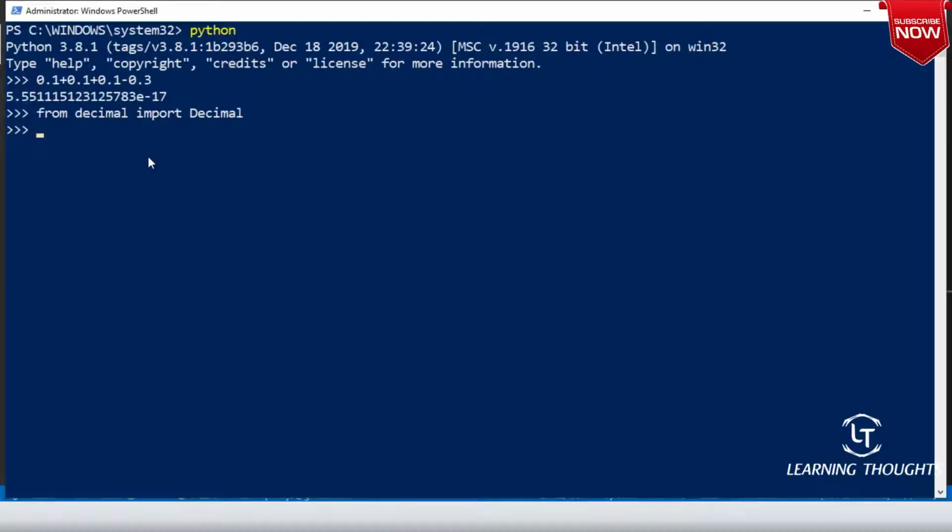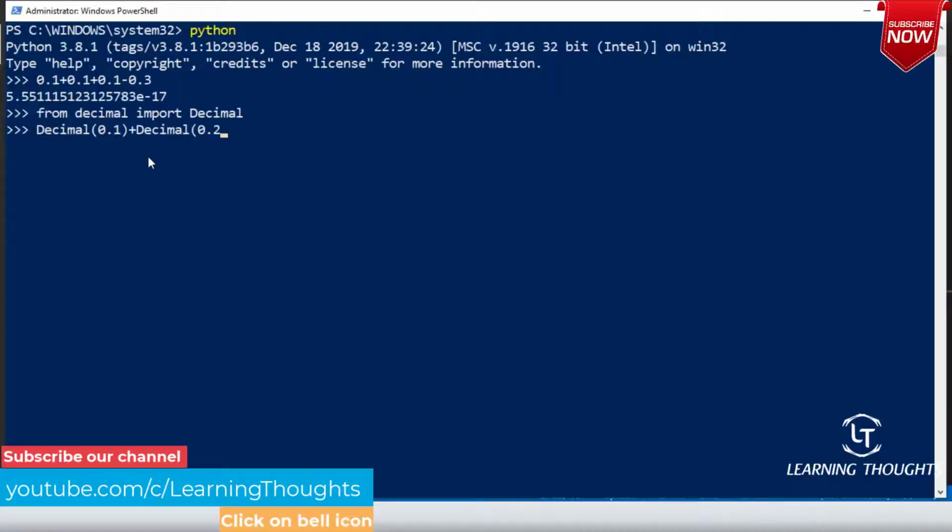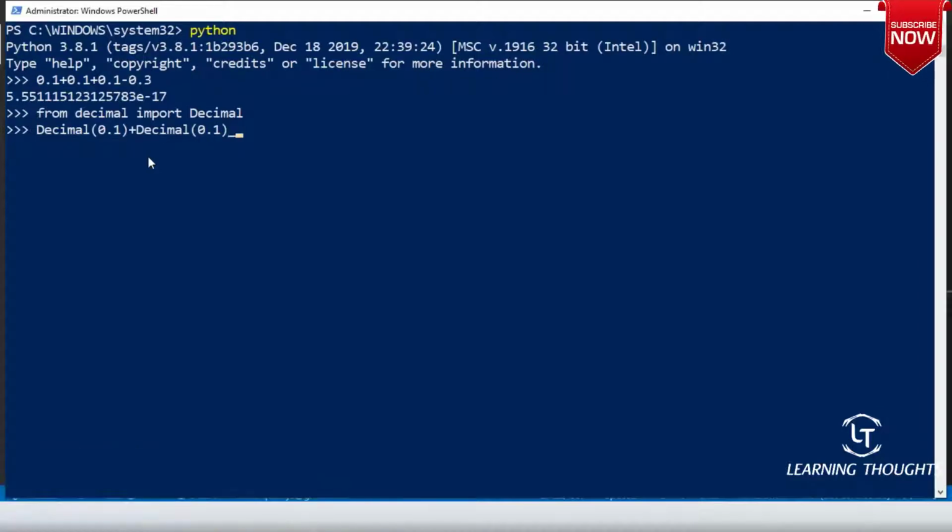So now let me write it this way: decimal of 0.1 plus decimal of 0.1 plus decimal of 0.1 minus decimal of 0.3. Okay, what is it I'm getting? Did I mess up somewhere?